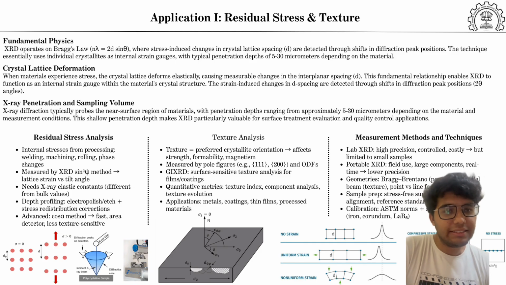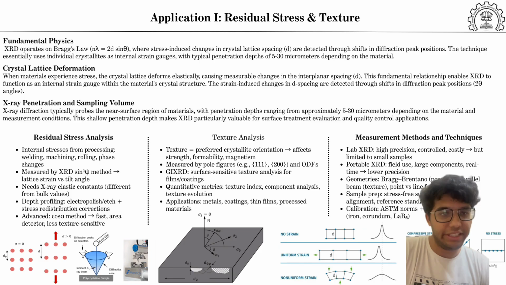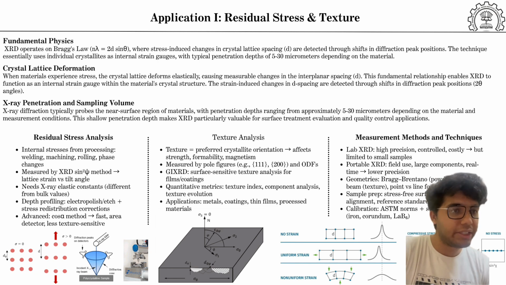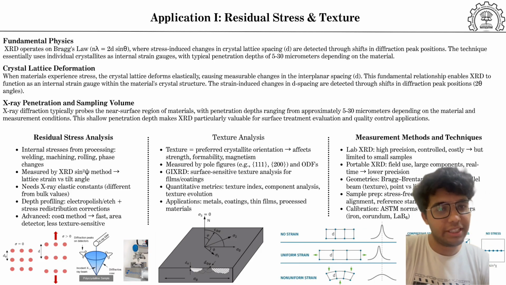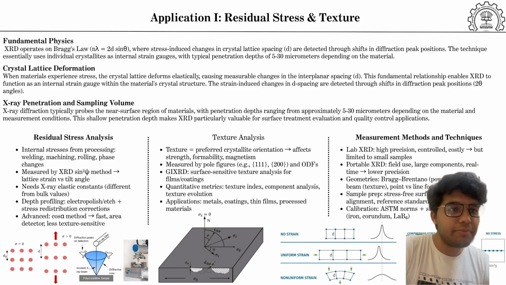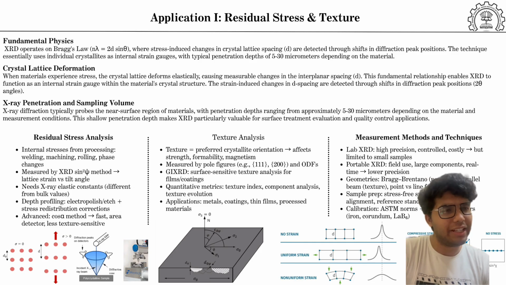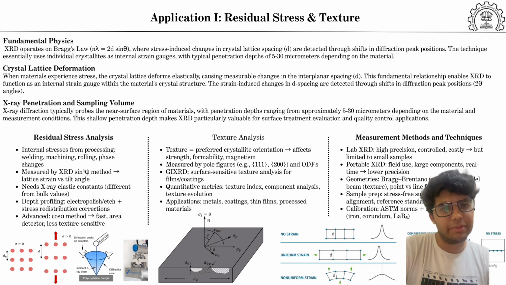Now, texture analysis is a related idea but looks at how grains are oriented rather than strained. Preferred orientation, or texture, affects properties like strength, ductility, and magnetism. We can measure this using pole figures or orientation distribution functions, and techniques like GIXRD, which is grazing incidence XRD, especially useful for thin films. Finally, in terms of measurement approaches, lab XRD gives very precise results, but the sample size is limited.